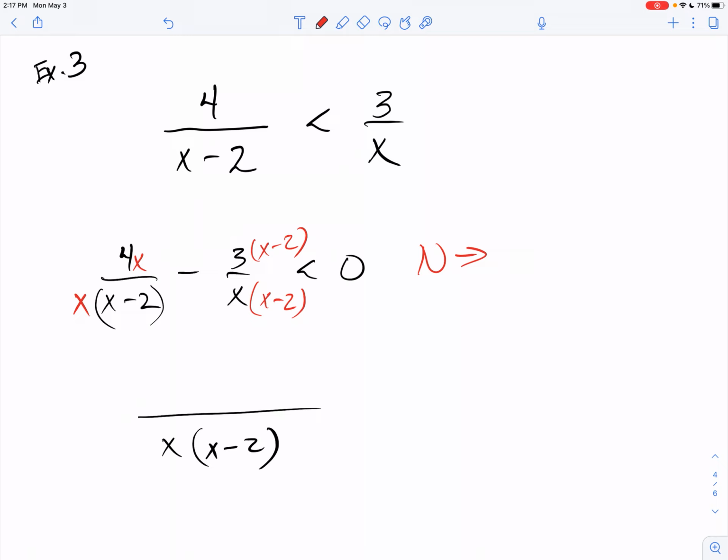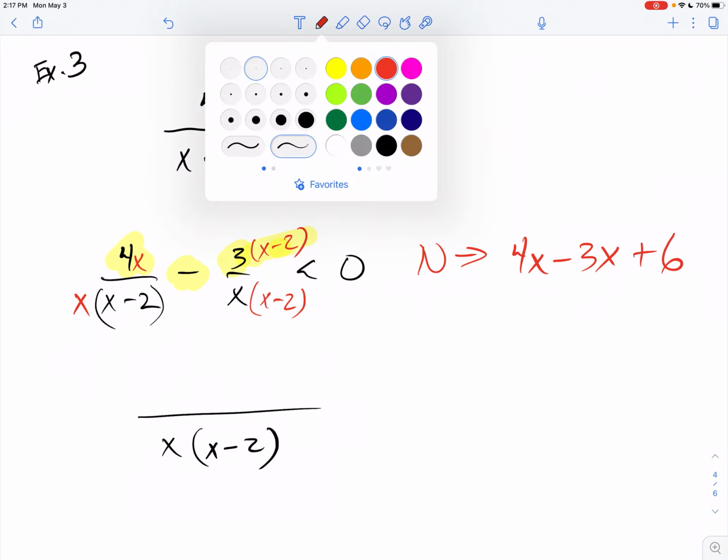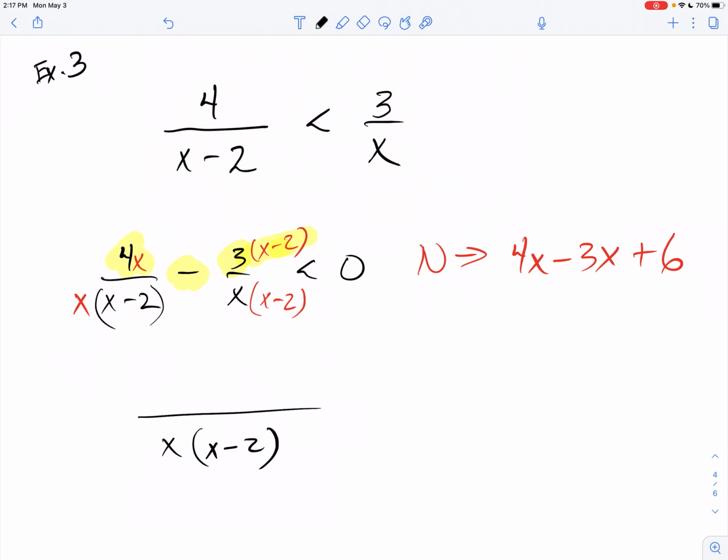So we'd have what? We'd have 4x minus 3 times this. So what does that turn out to look like? Well, I'll keep it red. 4x minus 3x plus 6. So what would the top part of my problem look like? It would look like this. X plus 6.